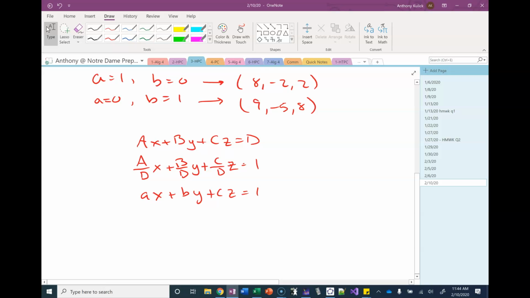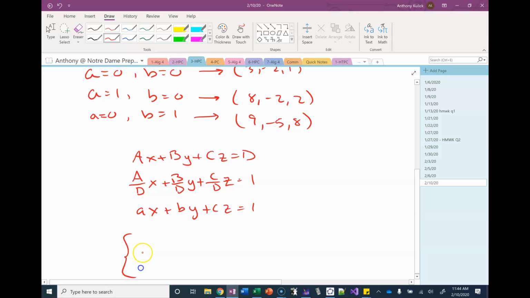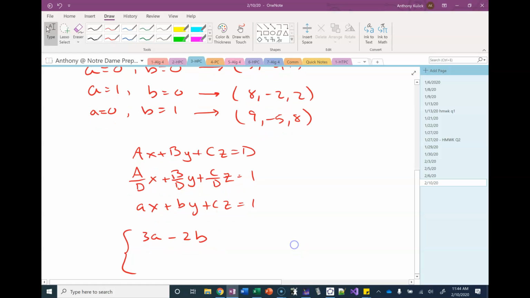So what I'm going to do is plug in for x, y, and z the x, y, and z from each of the 3 points that I found earlier. And that's going to form a system of 3 equations. So I have 3a minus 2b plus 1z equals 1.